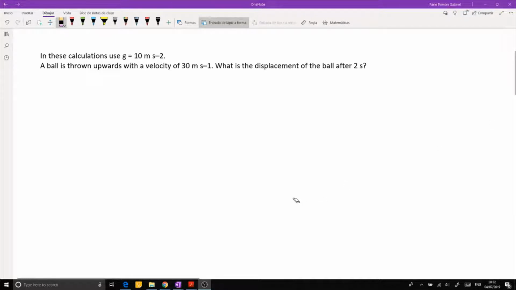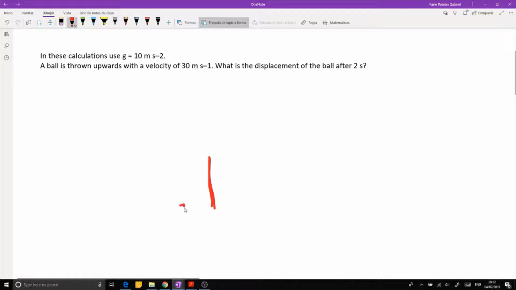These calculations use gravity as 10 meters per second squared. A ball is thrown upwards with a velocity of 30 meters per second. What is the displacement of the ball after 2 seconds? So here, they say the ball is thrown vertically, so that means it'll be thrown like this. And to figure out the distance after 2 seconds, we have to see at what velocity it is at 2 seconds.